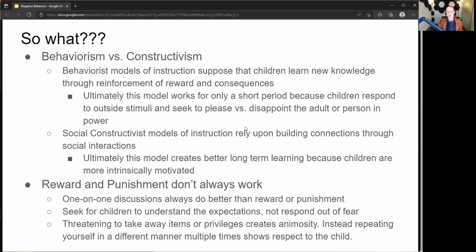And although they do work for a short period of time, they are not strategies that contribute to long-term true cognitive engagement. They are immediate behavioral engagement. They are not long-term cognitive engagement, meaning the child is not necessarily completely mentally committed to what's going on. They're just reacting out of fear of being rewarded or punished. And so the other perspective that we as educators tend to lean towards is constructivism.